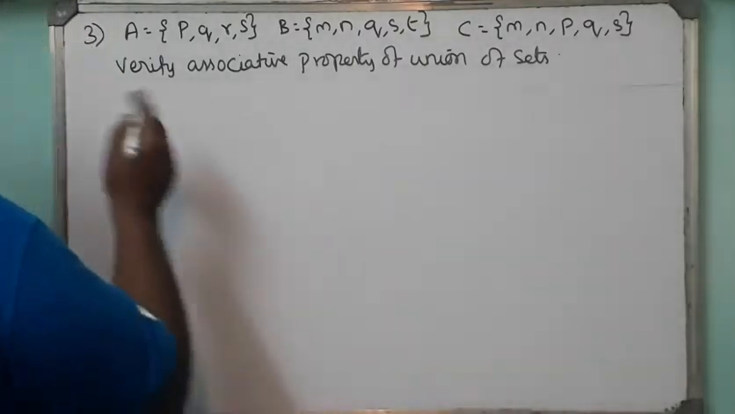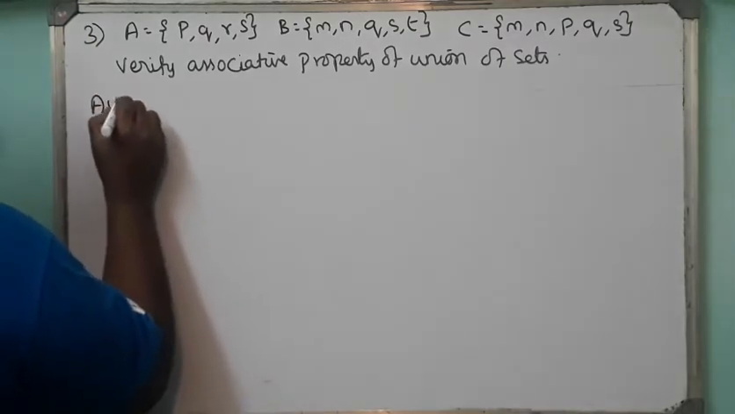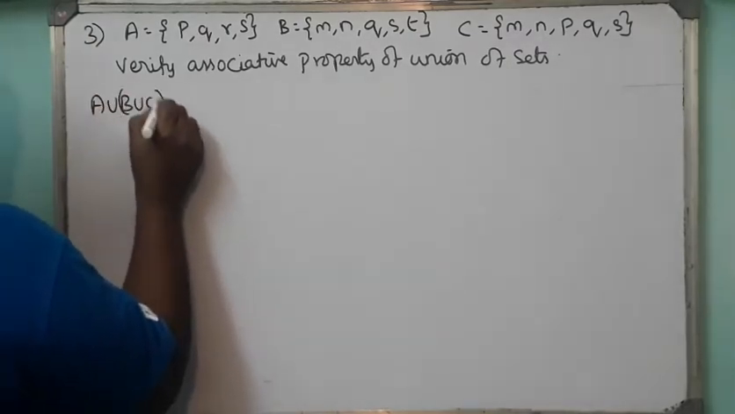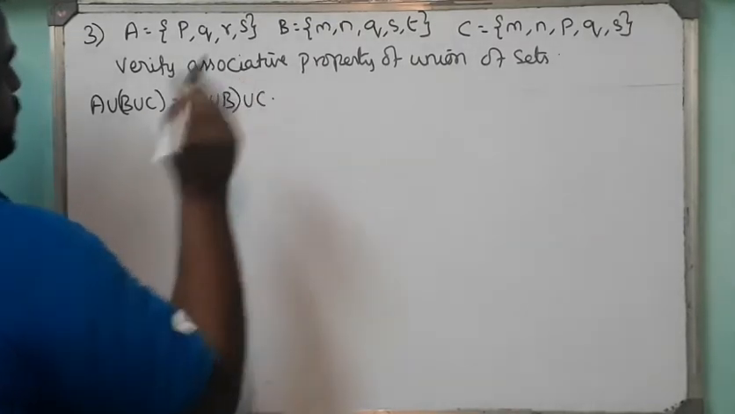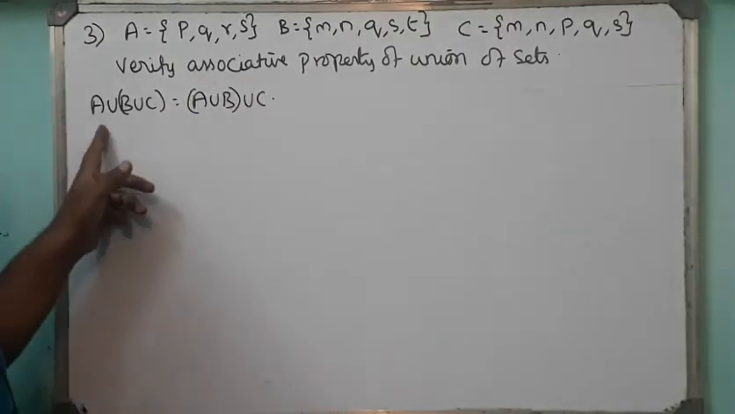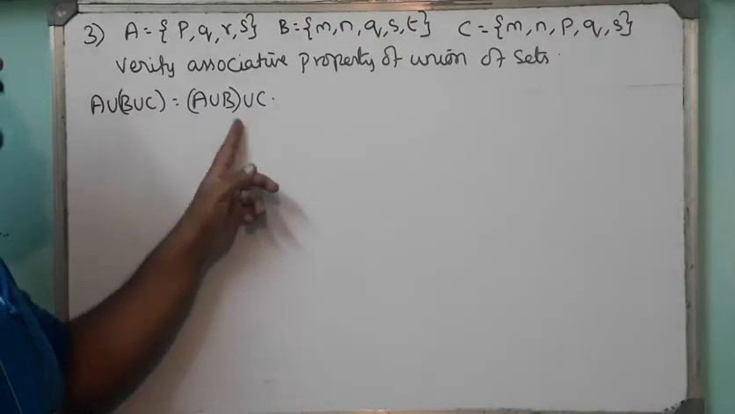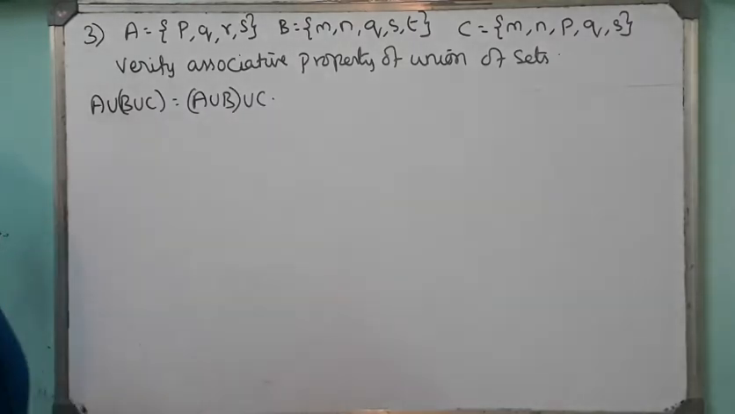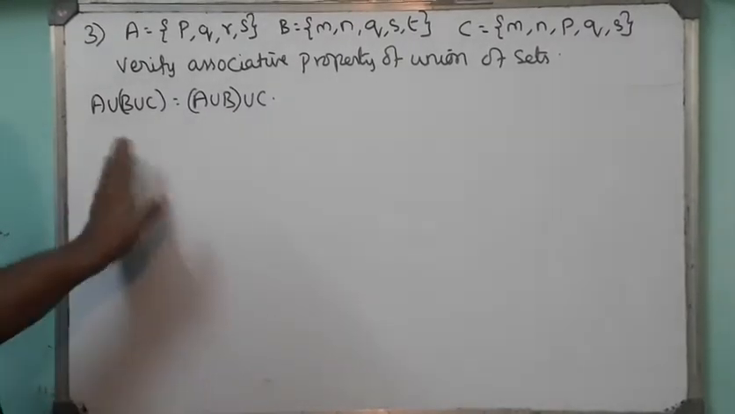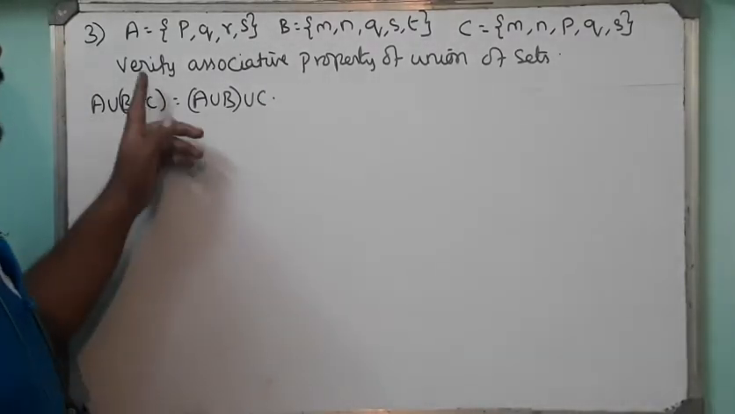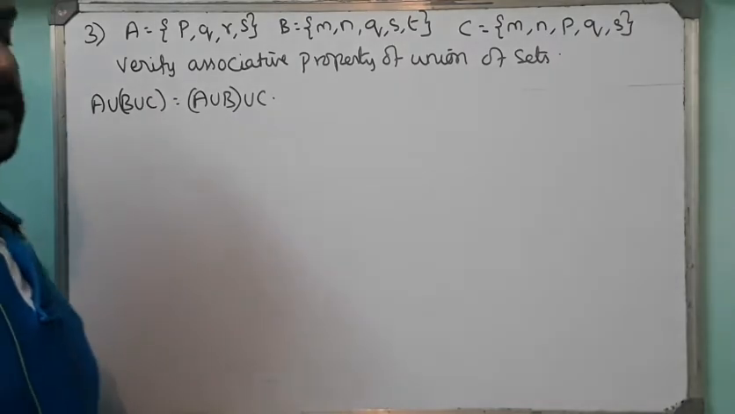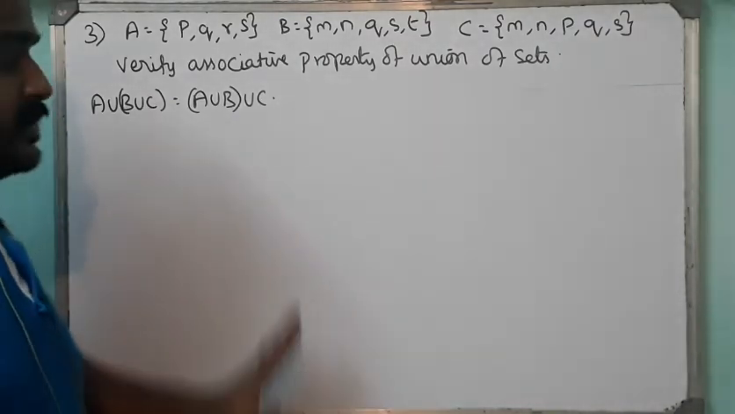So what did I say, what is the associative property? A union (B union C) equal to (A union B) union C. So on the LHS there is A union (B union C), and on the RHS there is (A union B) union C. You have to prove these two are equal, that's all the work. Sir, there is another one, A intersection? It is not needed, because that is the associative property of intersection of sets. You are asked to find only union of sets, so this is enough.